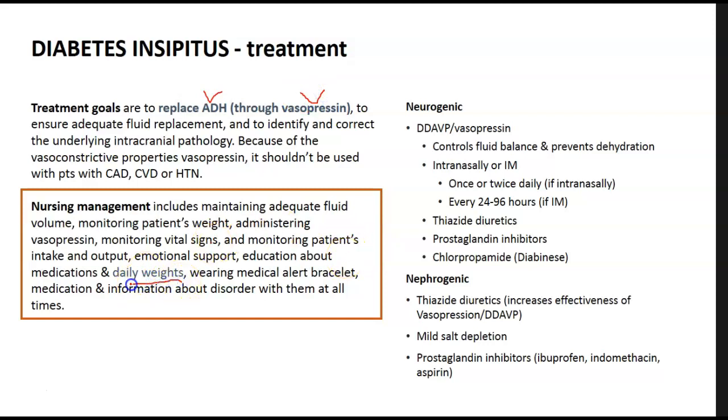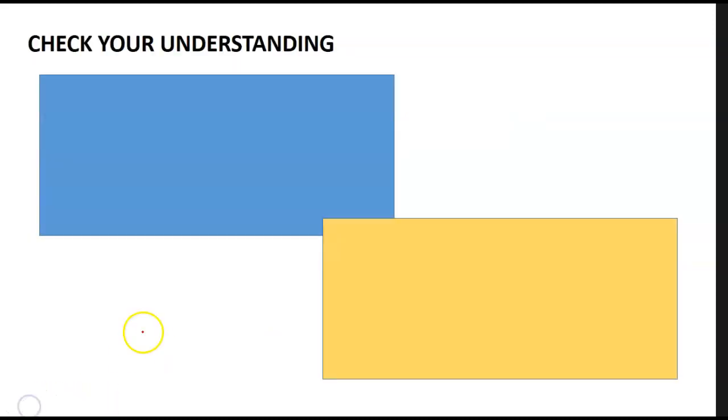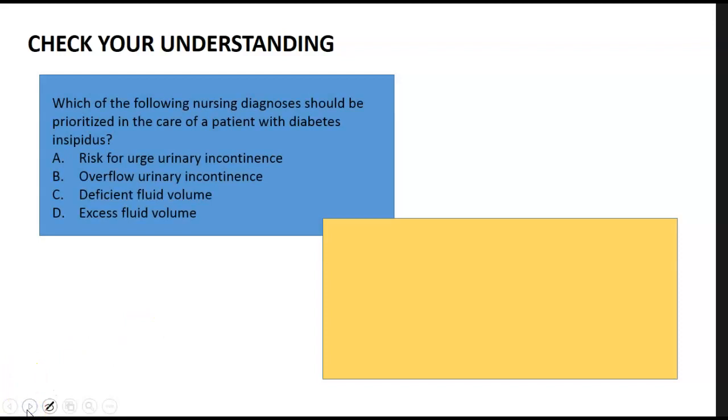Watch daily weights of this patient. It can be given intranasally or by injection. Other things that do seem to help, they're really not sure why, but thiazide diuretics can also help. It helps the effectiveness. And prostaglandin inhibitors also seem to help. And just go through this question here.